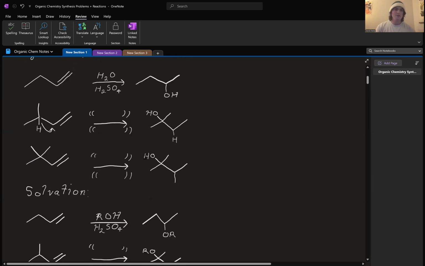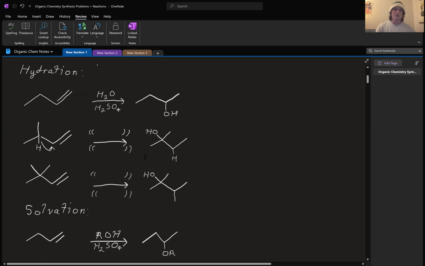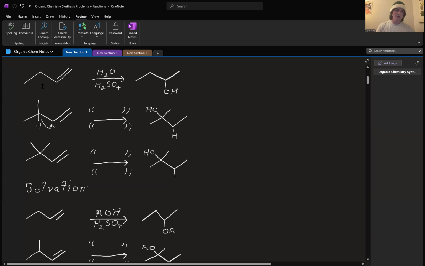So hydration, we have H2O and H2SO4 reacting with an alkene, creating a Markovnikov product, the addition of a hydroxyl group to the more substituted carbon. And I have also denoted here a hydride shift, which shows that the hydrogen of a more substituted carbon adjacent to the alkene can shift over to allow a more substituted carbocation to form and allow the hydroxyl group to bond to the more substituted carbon.